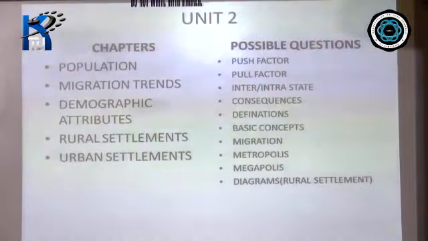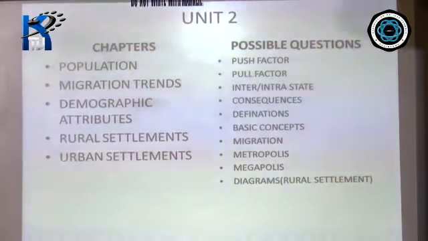Then you come to migration trends. Now when you start with migration trends, the basic concepts are very important. You have to know the definition of what is migration, what is commutation, and who is a migrant person. Then in-migration, out-migration, temporary migration, permanent migration, stepwise migration. So these are the basic concepts, and the definition of these is very important.